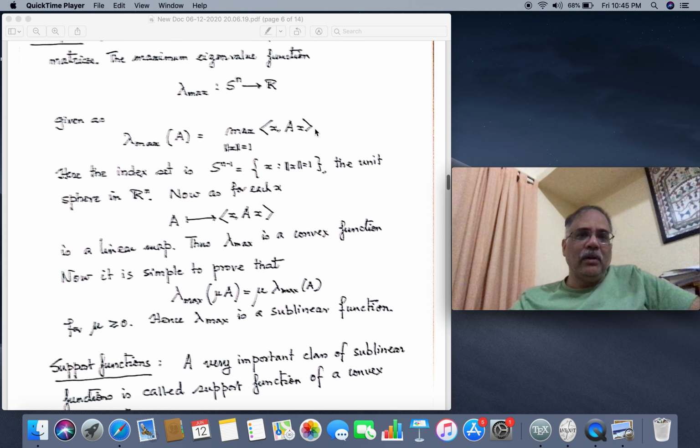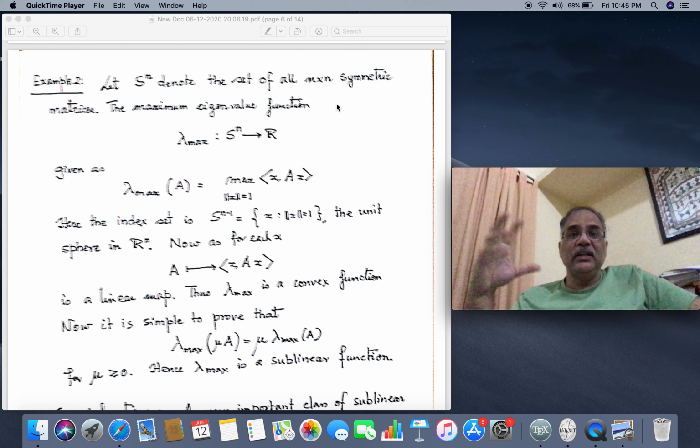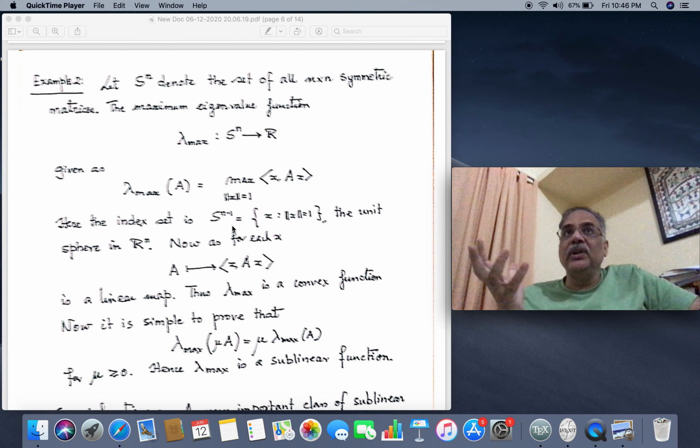Another simple example is a matrix function. If you consider Sn, the set of all n cross n symmetric matrices, then the maximum eigenvalue function of a symmetric matrix is a convex function from Sn to R. This is the way we define the maximum eigenvalue. These are called Rayleigh quotients. You know some linear algebra, where the index set is nothing but the unit sphere in Rn.